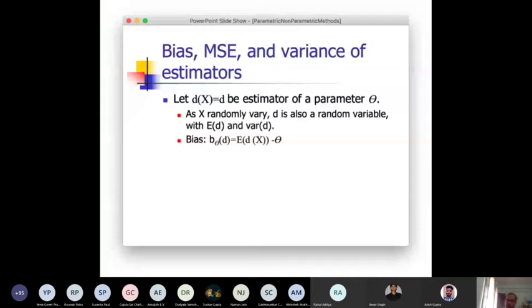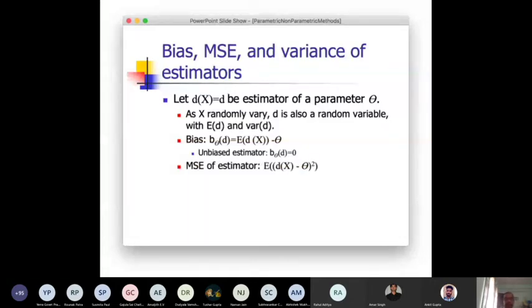So your estimation should be such that the expected value of that estimated measure itself should be the same. So we'll come to that. So that is the ideal case. So we would like to have an unbiased estimator. That is desirable, that this bias should be 0.